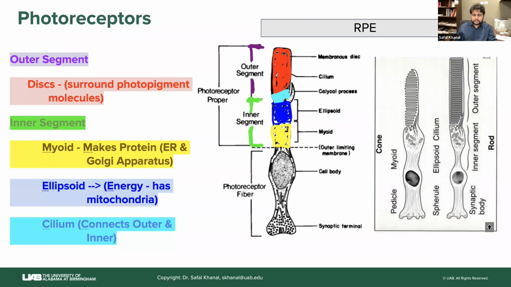Photoreceptors contain outer segments and inner segments. The outer segment contains the discs. The inner segment contains the ellipsoid, myoid, and the cilium layer. The myoid layer makes protein, and the ellipsoid has mitochondria, so it is the source of energy for the photoreceptors. The cilium connects the outer to the inner segment.